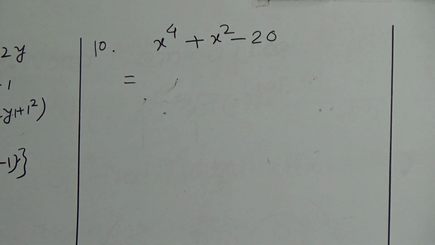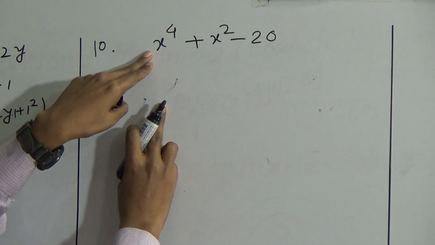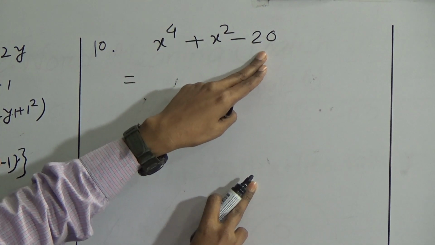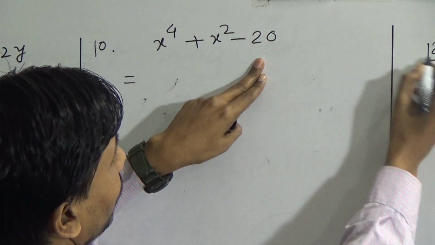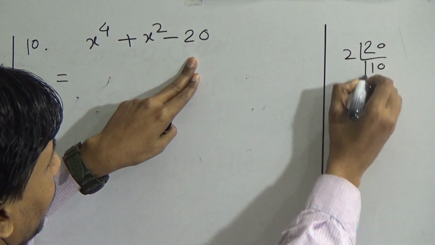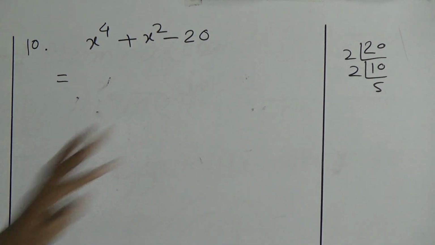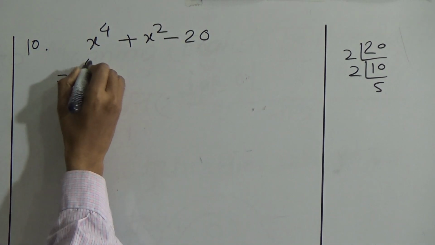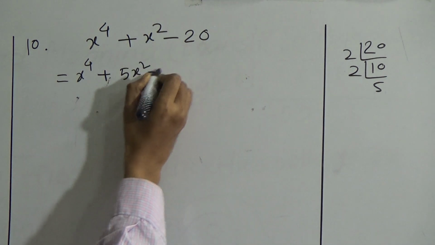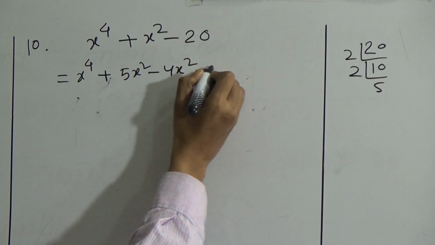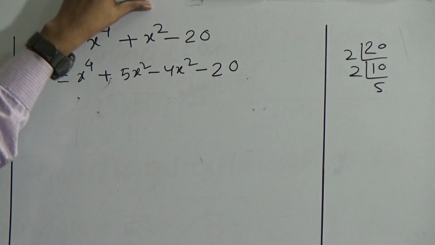Look, here the coefficient of x power 4 is 1, and here the constant term is 20. Okay, if we write 20, then break down by 2, then you get 10. So if we write this way, x power 4, 5x square minus 4x square minus 20. Look, 5x square minus 4x square equals what? 1x square.